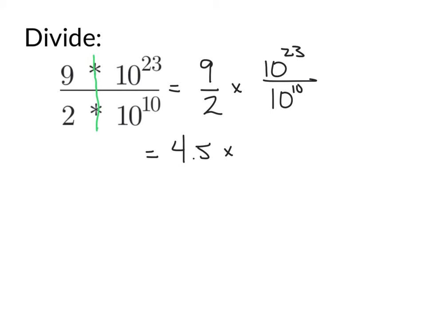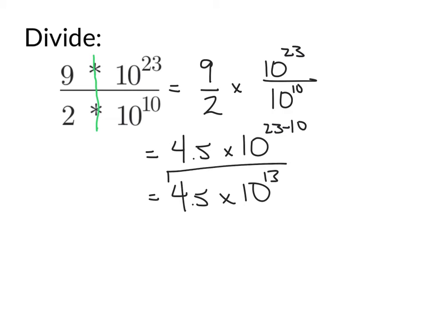And if we're dividing two powers of the same base, like 10 to the 23rd divided by 10 to the 10th, we keep the base the same and subtract their powers, so 23 minus 10. Then this will simplify to 4.5 times 10 to the 13th.